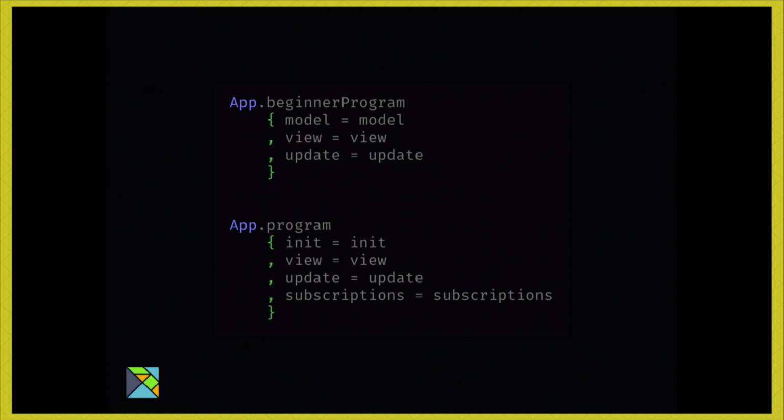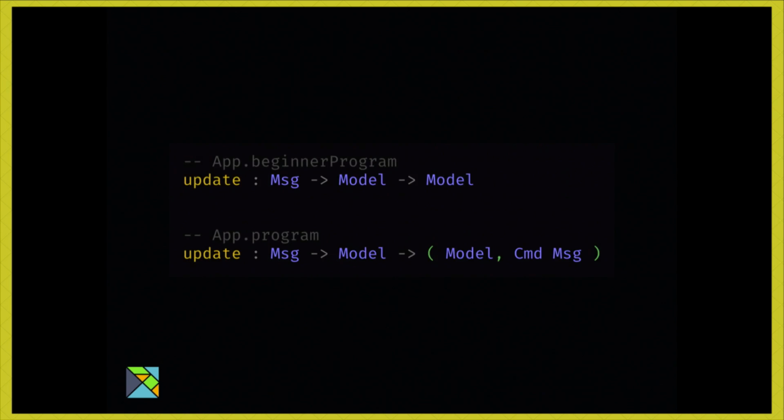And then subscriptions, you can return anything from the outside world that you want to listen to. And lastly, update has a new type, like we talked about. It can return a model and a command, and the way that you do that is with a tuple. So it's the same signature, or return type, as the init function. It's a model and a command that produces messages, eventually, in a tuple.